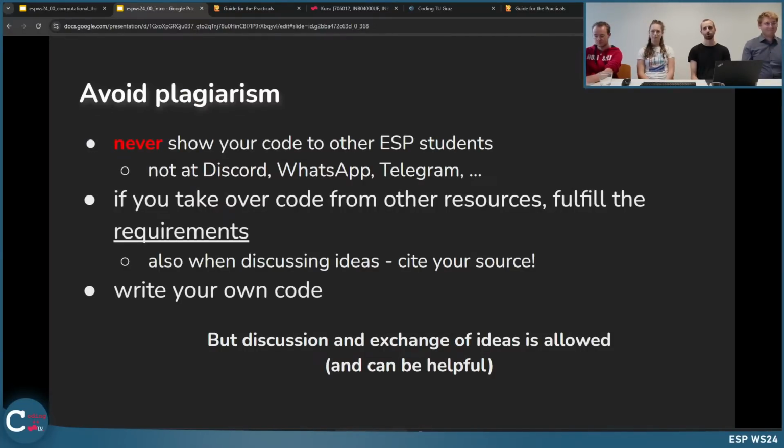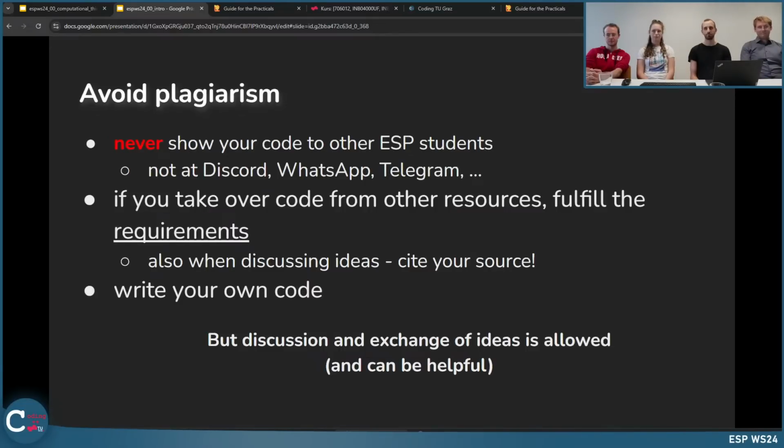Never show your code to other students. Regardless if it's Discord, WhatsApp, Telegram, in every semester we have a few cases of people saying, I just sent my code to a friend of mine, or posted it on Discord to help others. Maybe the other one will copy it and you will have the same solution. And this is a problem because we don't know who actually wrote it and who copied it. So please never show your code to other ESP students.